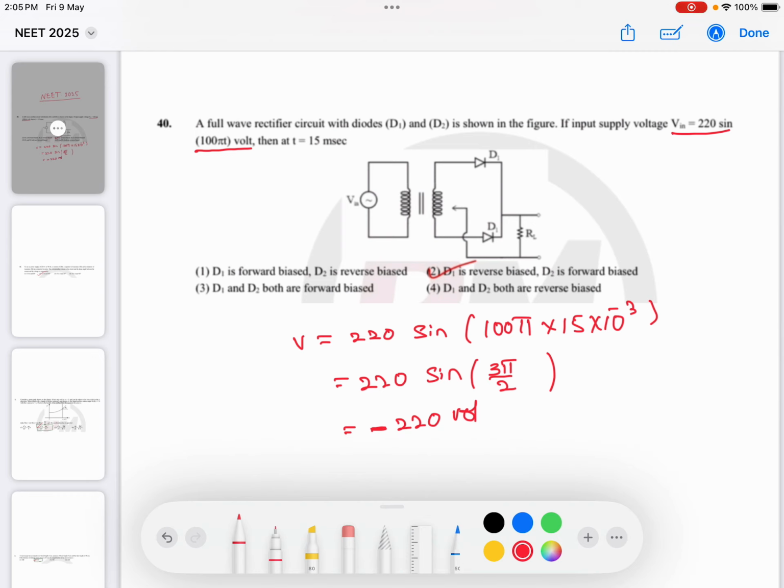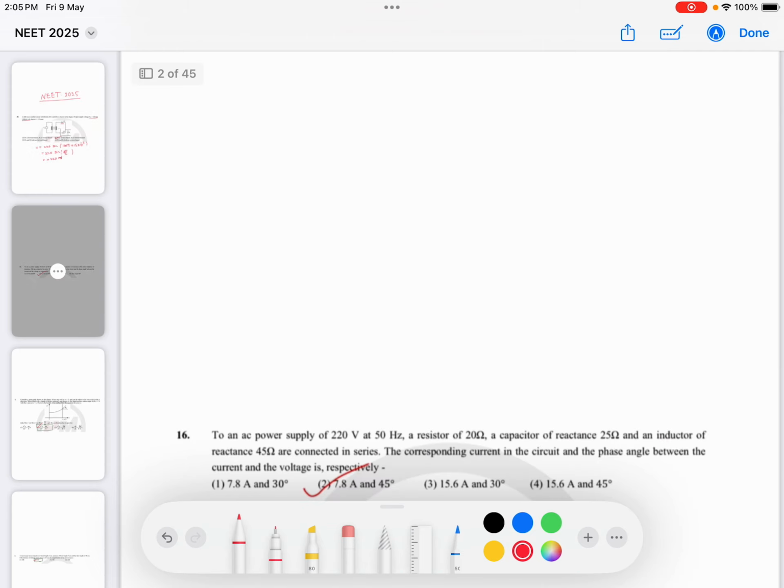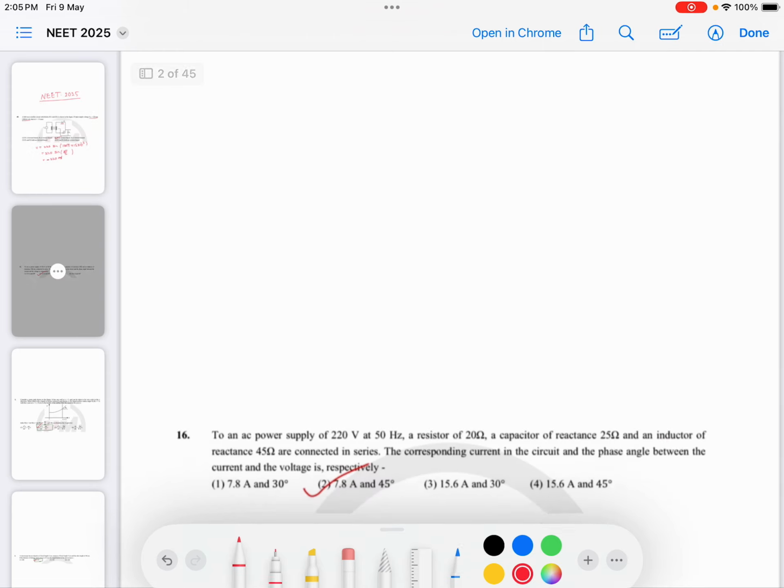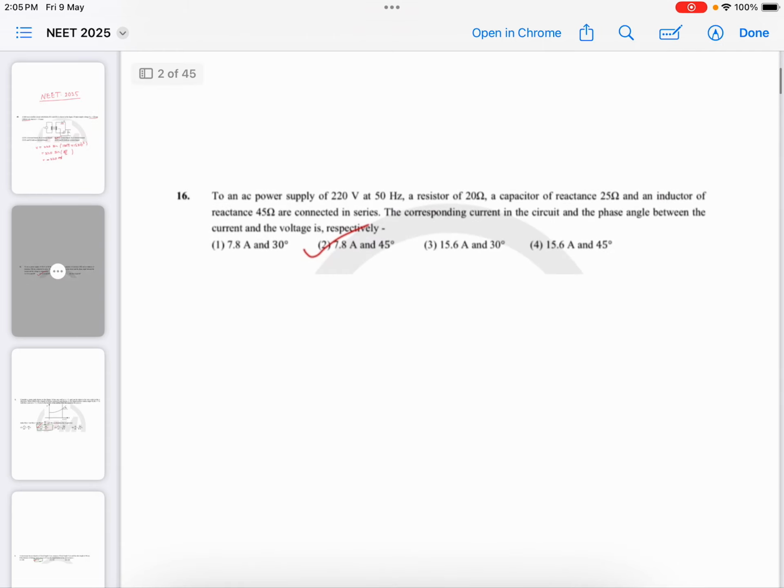Negative voltage means D1 diode is in reverse bias, and D2 diode is in forward bias. So option 2 is exactly correct. For this question you can think logically. The estimated time to answer this question is less than 40 seconds. This is a very easy question, you easily get the plus 4 marks.